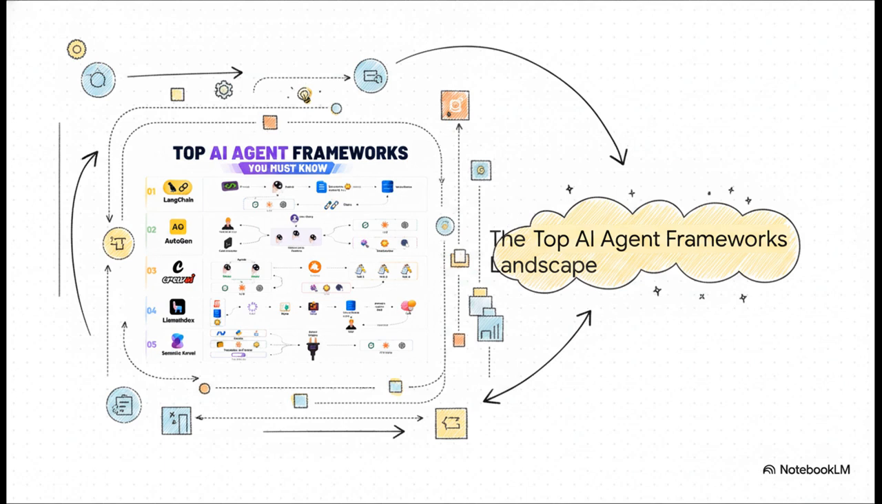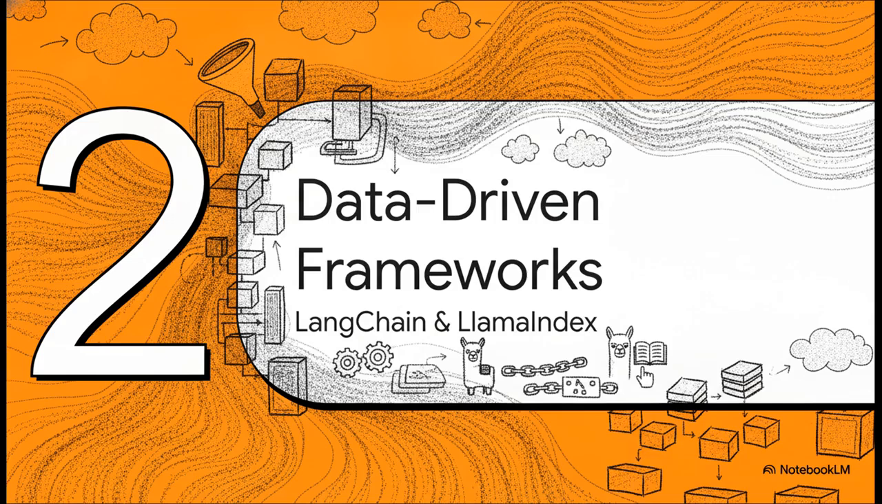I fully acknowledge this is a dense visual, but seriously, don't worry. This diagram is the absolute key to understanding how that 10x improvement in AI workflows is actually achieved. And I promise you, we are going to systematically break it down row by row until you totally understand every single path. Which brings us to section 2, data-driven frameworks, specifically LangChain and LlamaIndex.